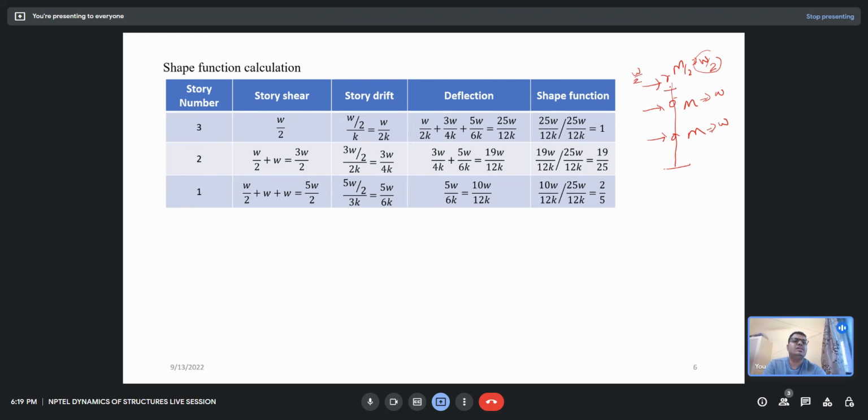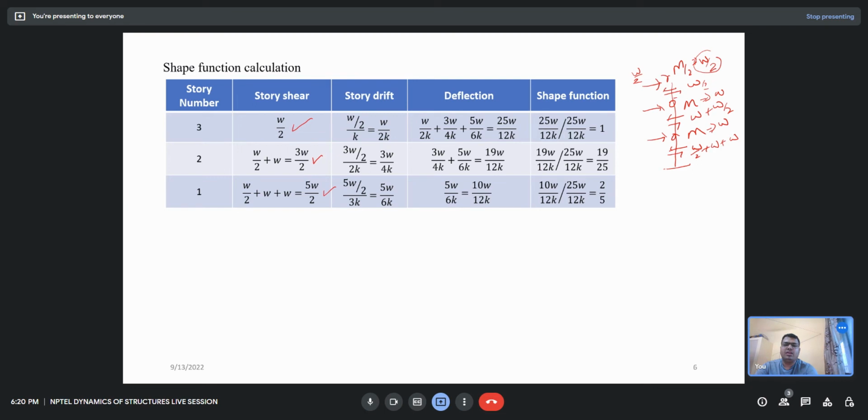So what will be my shear here? That will be w by 2. What will be my shear here? That will be w plus w by 2. And what will be the shear here? That will be w by 2 plus w plus w. Okay. Is there any doubt in the calculation of the story shears here? If you calculate the story shears here, like we calculate in the third story, that is w by 2. In the second, it is 3w by 2. In the first, it is 5w by 2.